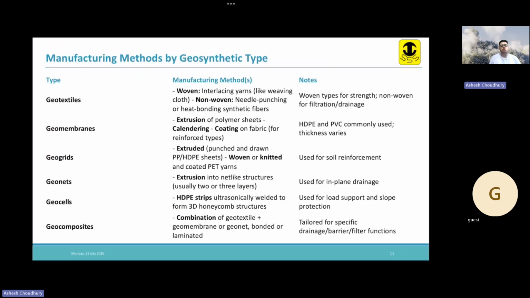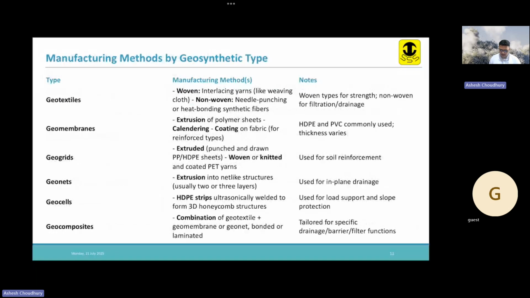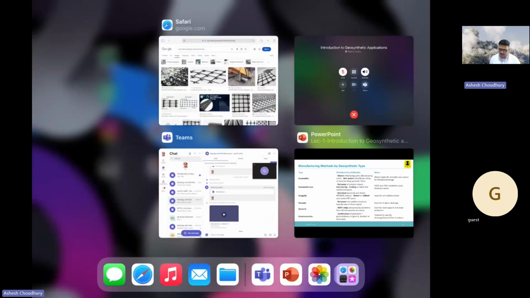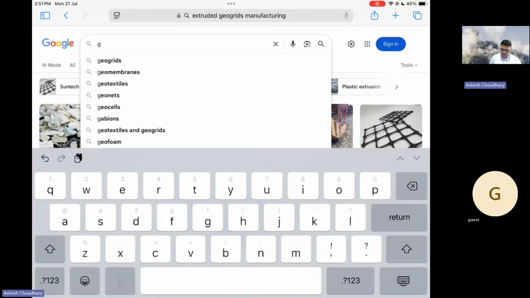Then we have geocomposites. A geocomposite is a combination of geotextile, geomembrane, or geonet for specific purposes. Before we go ahead, let us search and discuss some pictures of geotextile.